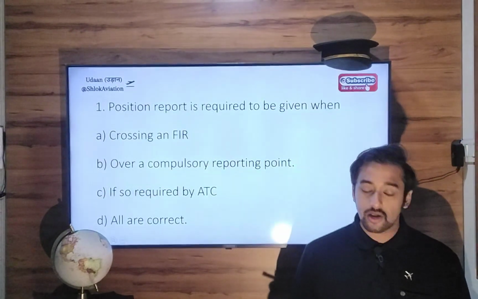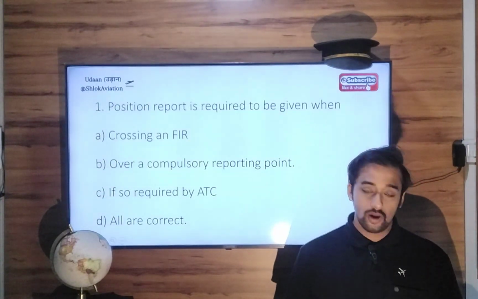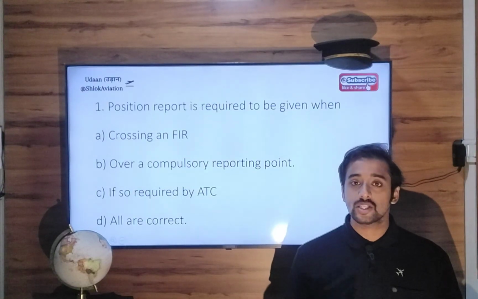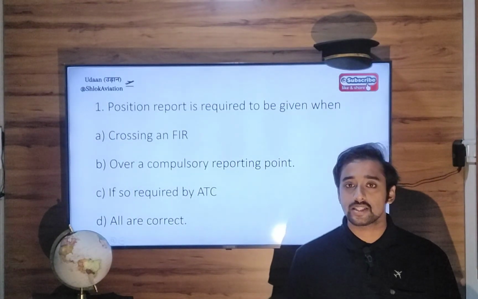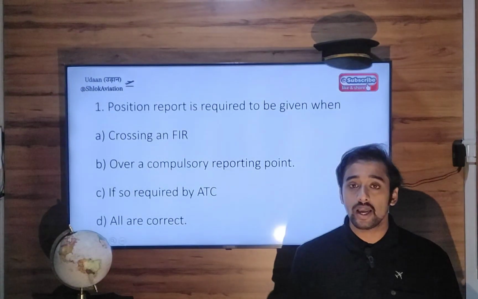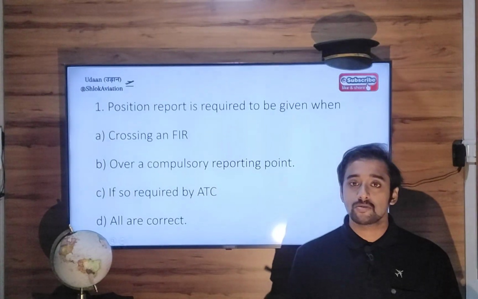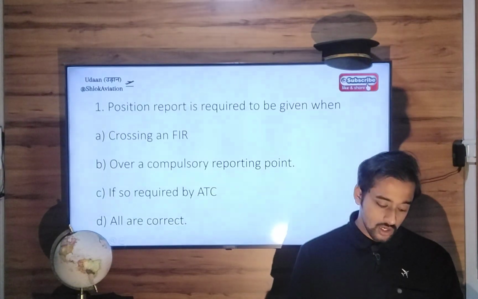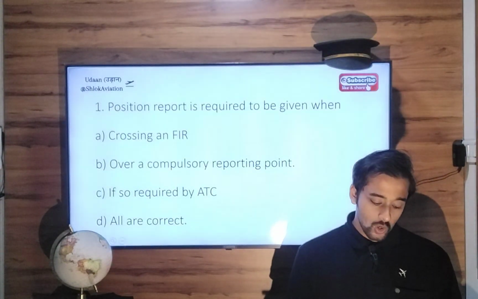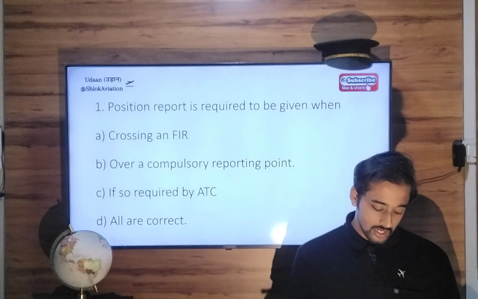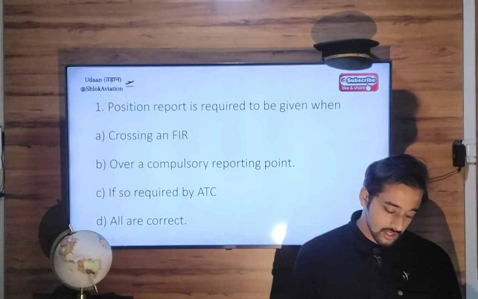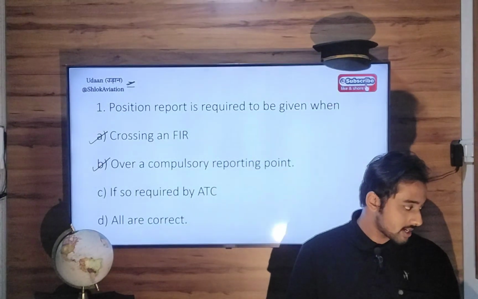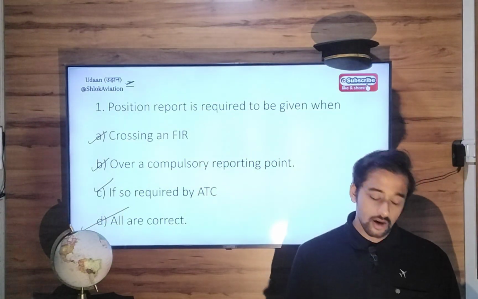Position report is required to be given when? So in what situations, under what conditions, are you required compulsorily to submit a position report? Crossing an FIR boundary, over a compulsory reporting point, if so required by ATC. So all three options are correct. All of the above are correct.